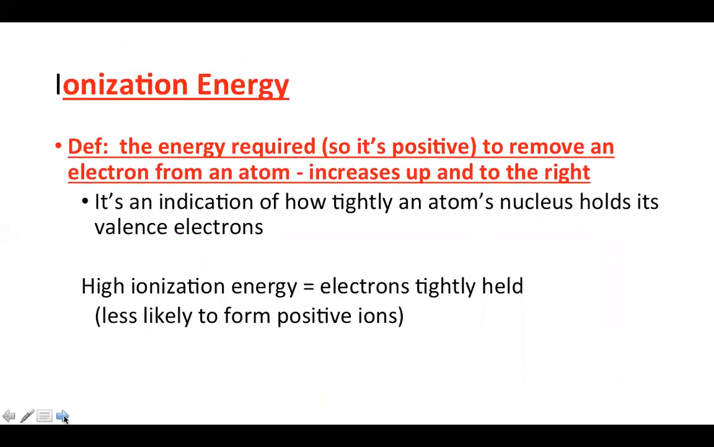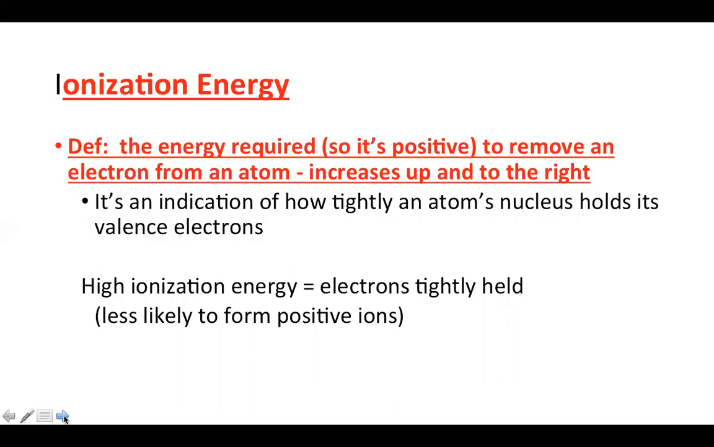All right, so that was the two radii trends. The third trend is ionization energy. Ionization energy is how much energy is required to remove an electron from an atom. So these are going to be positive energy values. You have to put energy into the atom to remove its electron. So this trend is going to increase up and to the right for similar reasons as the radii.